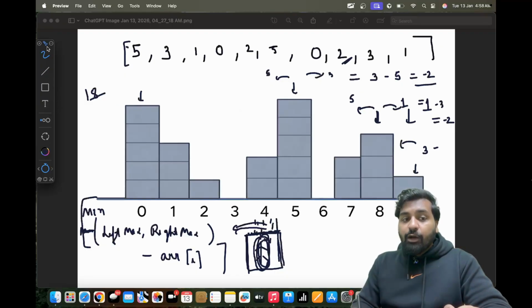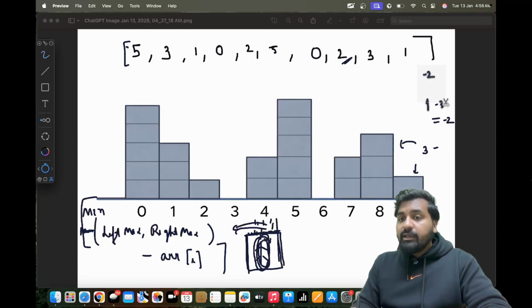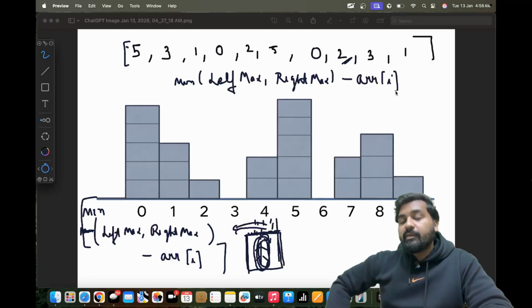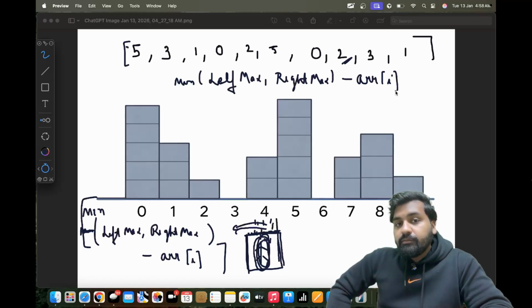Okay. So this is how we are going to solve this question and this is the logic that we are going to take. What is the logic? Simple formula that for each element we have to find this thing. Let me write it here. Minimum of left max building, whatever the maximum building is on the left side, and right max building, right? And we have to subtract array of i from it. This is going to be our method. I hope you got it, right? Now how we are going to write the code, how we are going to calculate it, that is a different thing, but this is the main thing.